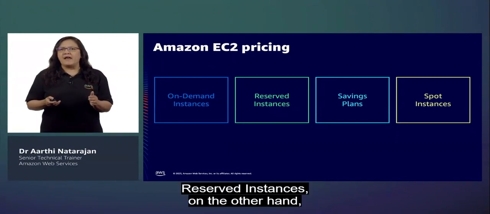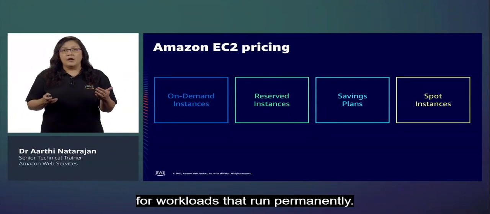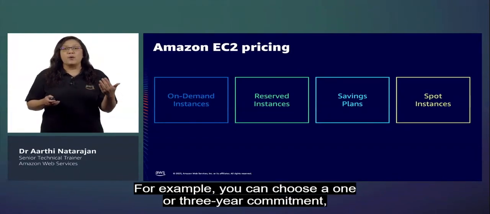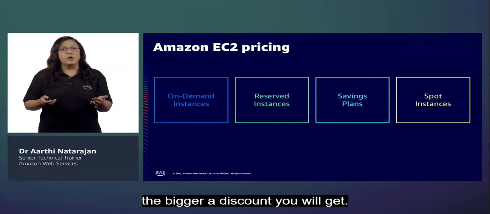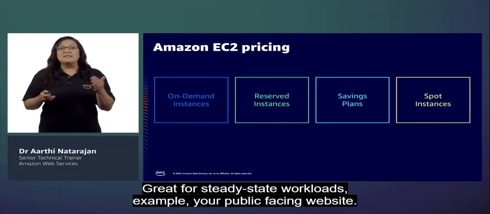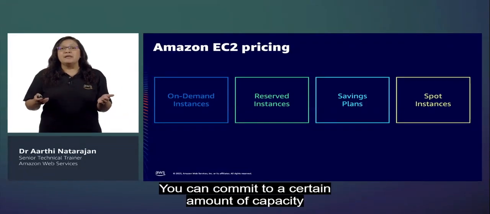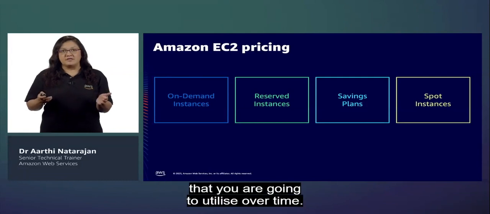Reserved instances, on the other hand, give you a significant price reduction for workloads that run permanently. For example, you can choose a 1 or 3-year commitment, and the more you pay of the commitment upfront, the bigger a discount you will get. Great for steady state workloads. Example, your public-facing website. Savings plans are a similar concept. You can commit to a certain amount of capacity that you are going to utilize over time.